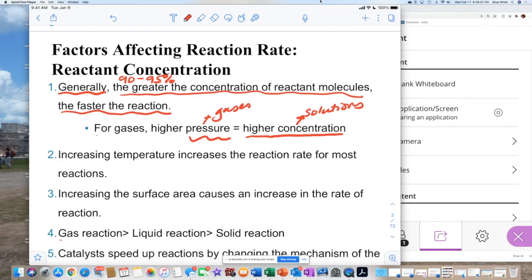Solids will tend to react slowly compared to liquids. Liquids and solids are slower than gases. Gases tend to react the most.